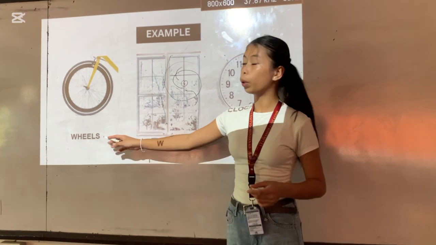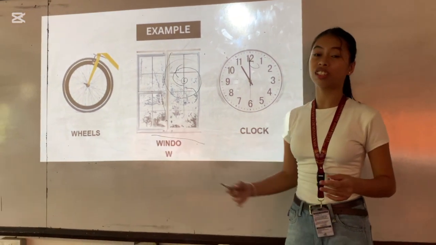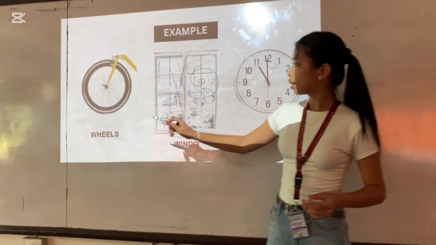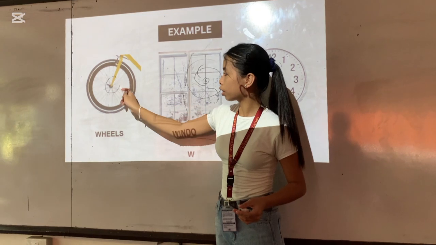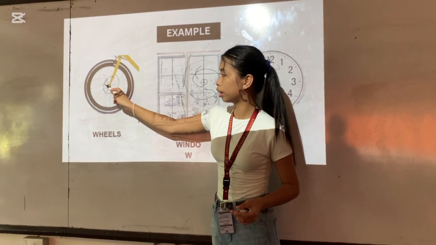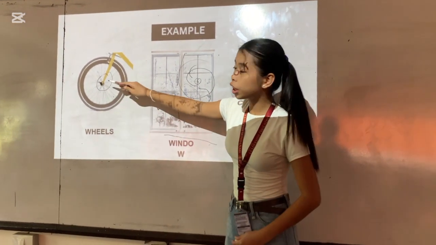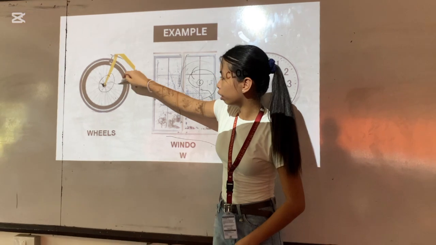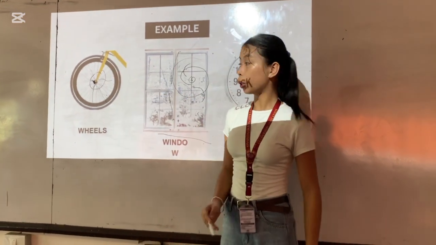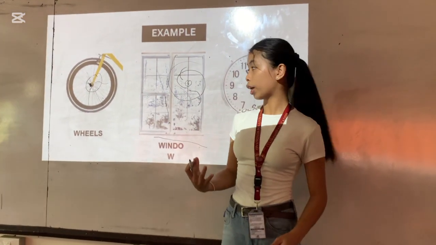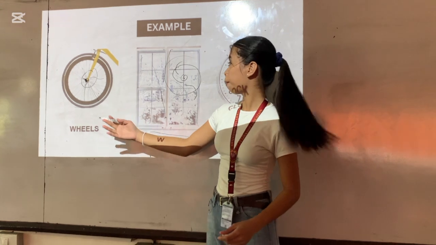First is wheels. So you can see this in the streets. A wheel has spokes around its center point, and its spokes radiate outside on the wheel. And from the word itself, radiates, it is a radial symmetry.